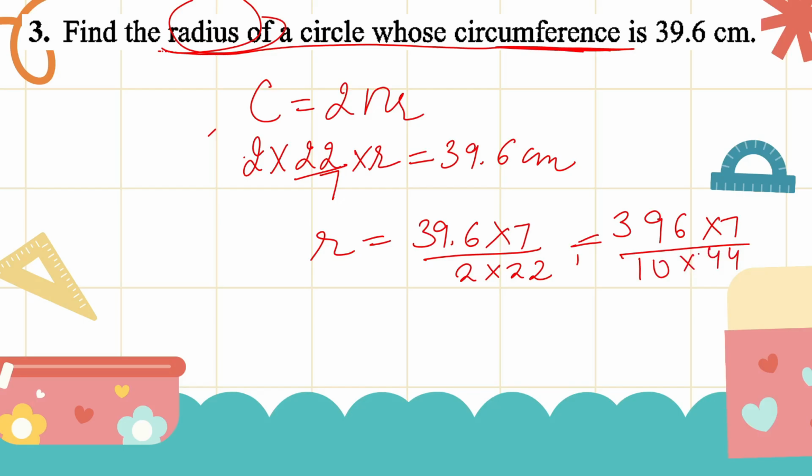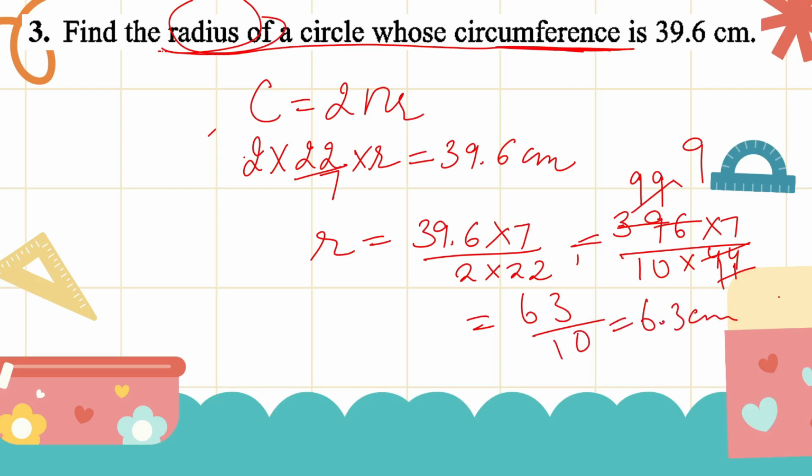Here will be 44. After cutting using any table that is found to be easy, I think I can cut on 4. 4 nines are 36, 4 nines are 36. Here is 11, and 11 nines are 99, and 9 sevens are 63. 10 over 8 means we will put the decimal here, 6.3.